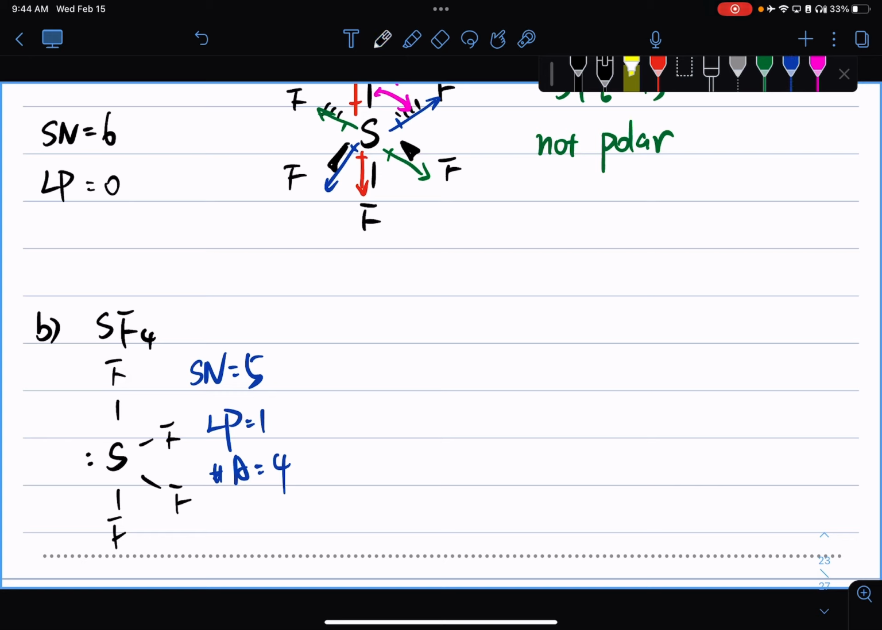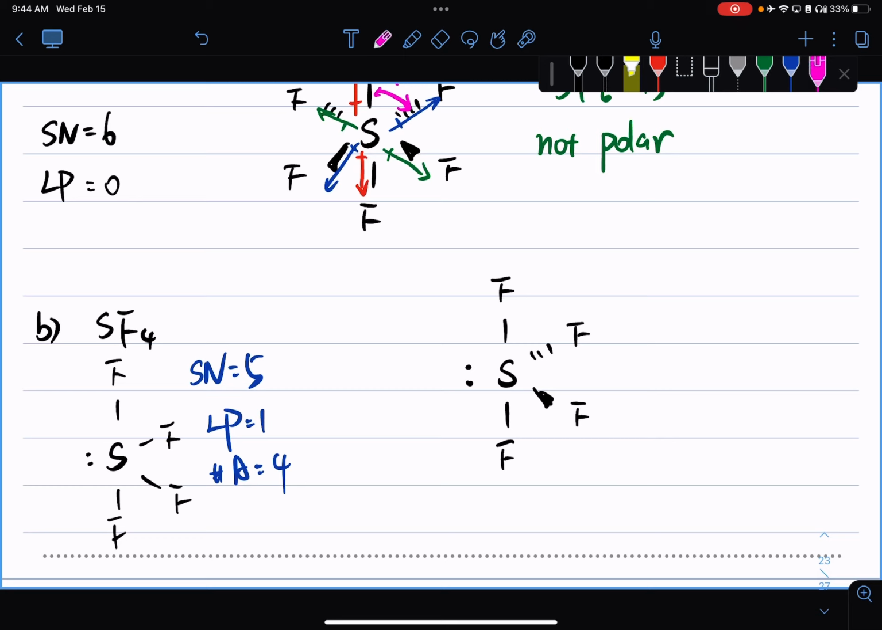Likewise, we draw it out. I put the sulfur in the middle. We have the fluorine on both the axial positions, and then 2 more on the equatorial positions, and the lone pair is in the equatorial position. Remember, the reason we put the lone pair on the equatorial position is that the lone pair takes more space, and we want it to be more open.